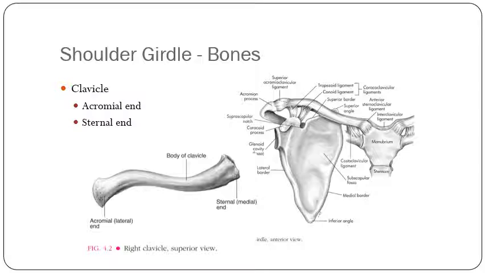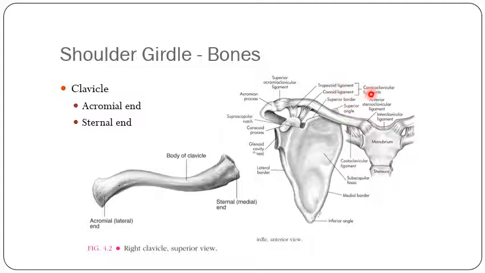The sternal end articulates with the sternum. If you come over to this other picture here, you can see, again, all the ligamentous structures that connect it to both the scapula and the sternum. So you have all of your various ligaments.